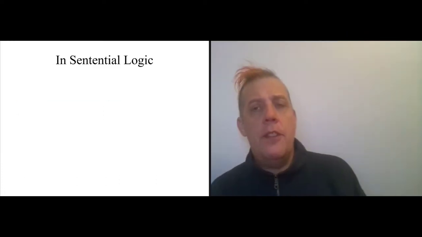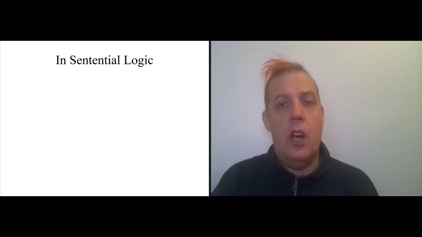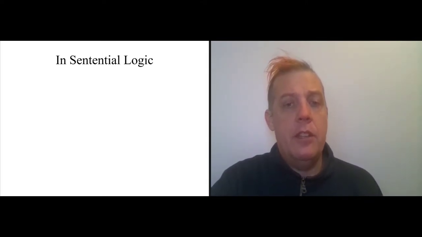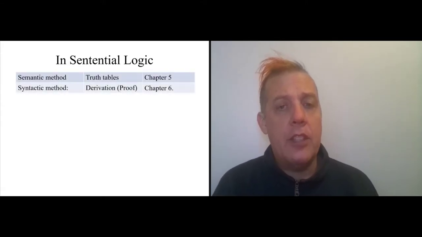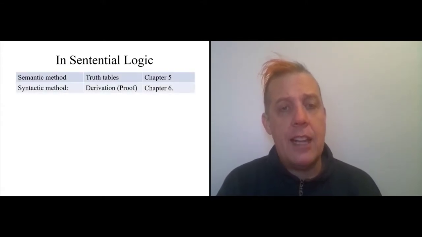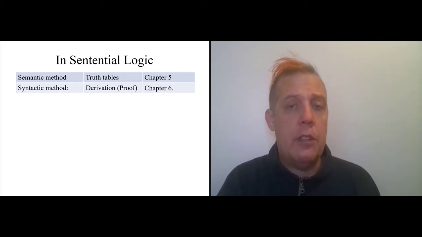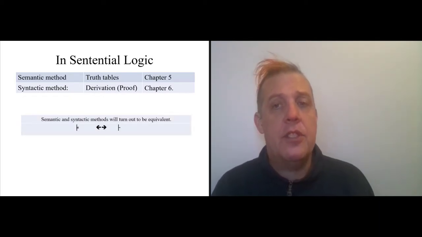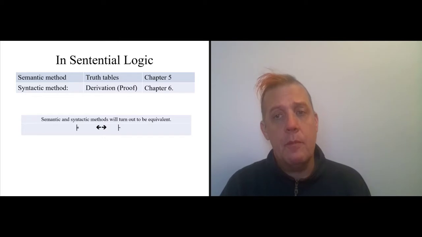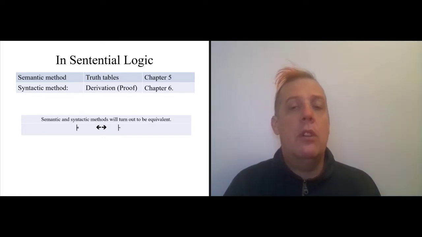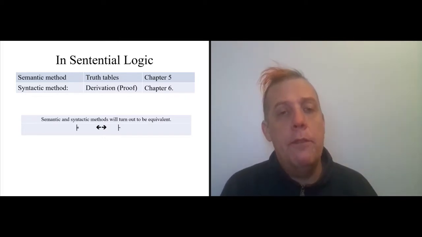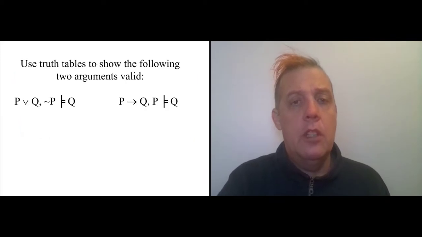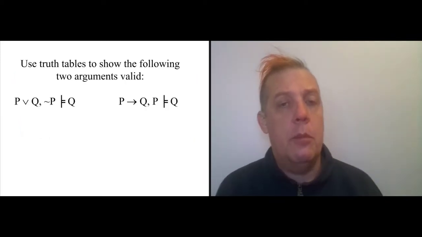So we've got two methods for proving things. The semantic method was covered in chapter 5, and that's truth tables, whereas the syntactic method, we're calling it derivation or proof, is covered in chapter 6, and that's what we're doing now. And as I said, these two systems turn out to be equivalent. Okay, so why do we need another way to prove things valid? Take a look at these two arguments.